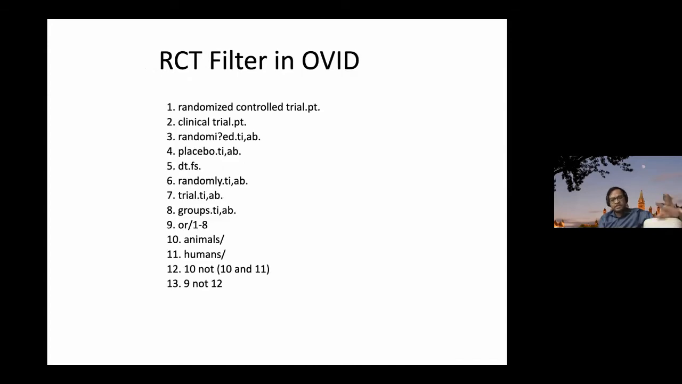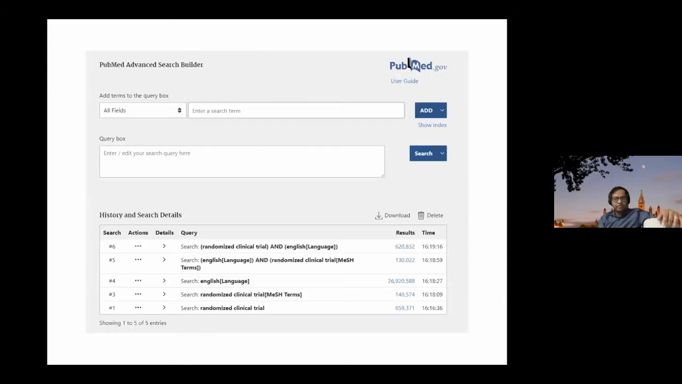If you're using Ovid, it's a slightly different search engine. So this is one filter that we have commonly used. And again, it's a different database, so the terms are slightly different. So let's try, in this case, I have not used the filter. I said, hey, it has just a randomized clinical trial. So let's try that and do English language. So it narrows down your 659,000 to 620,000, so about 40,000 non-English studies were excluded. That's still a large number.